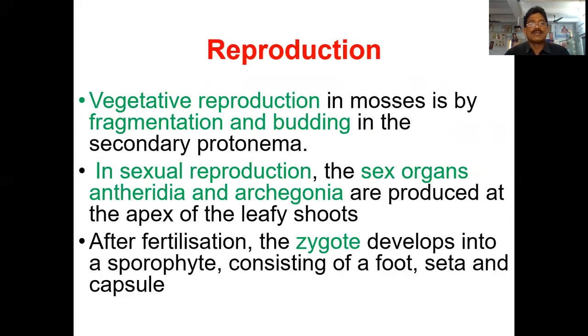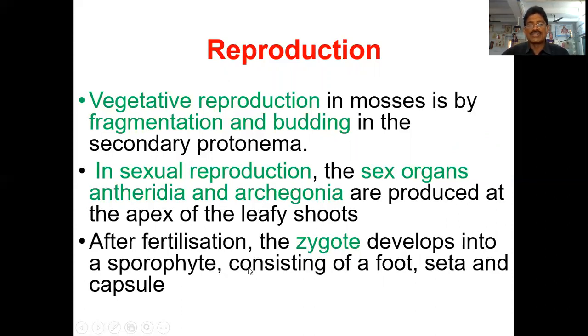When you come to reproduction, it is mainly vegetative reproduction. Mosses reproduce vegetatively by fragmentation and budding. In fragmentation, the body divides and can develop new organisms. Sexual reproduction depends upon the sex organs, the antheridia and archegonia. The antheridia are male sex organs and the archegonia are female sex organs, and they are produced at the apex of the leafy shoots. The antheridia give rise to antherozoids, and the archegonia have the egg cell. Both undergo fertilization and develop the zygote.